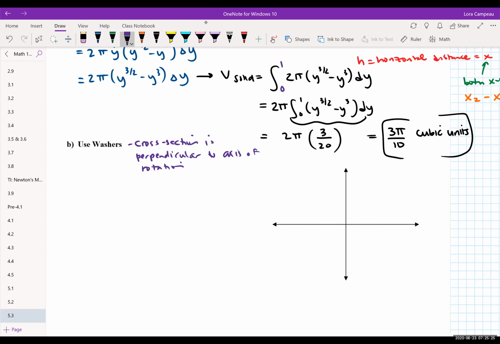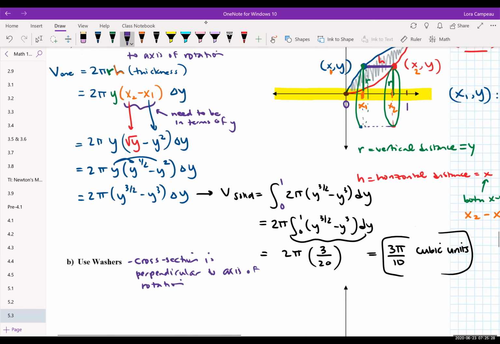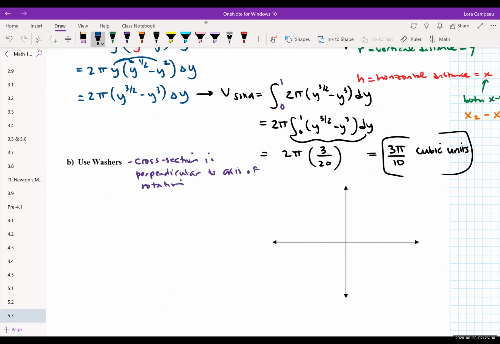So these are the same pictures. Again, we'll go with y equals square root of x, and x equals square root of y. And then we notice they still have the same intersection points, 0, 1 in either case, wherever we have x's or y's. And we're still rotating this region. So this region itself is still being rotated about the x-axis.